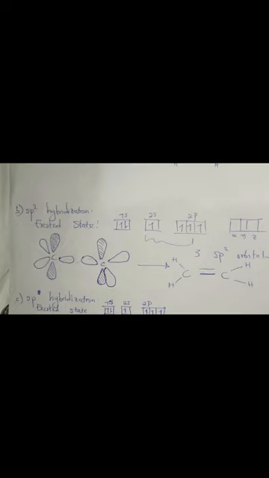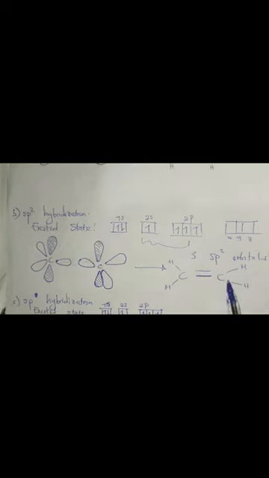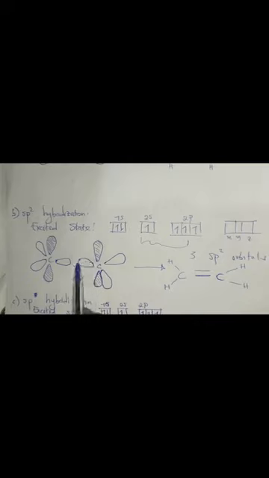Now, if we look at the structure of each carbon atom, we see that this carbon atom has bond angles of 120 degrees. You can look at it from here. The angle here is 120 degrees. So the bond angle for an sp2 hybridization is 120 degrees.